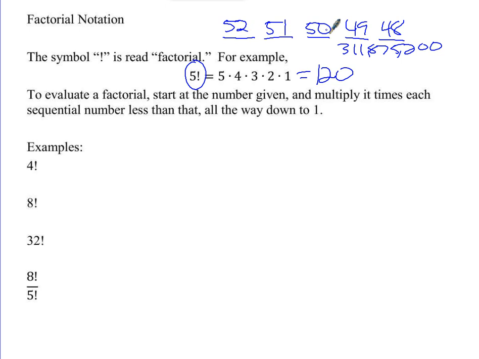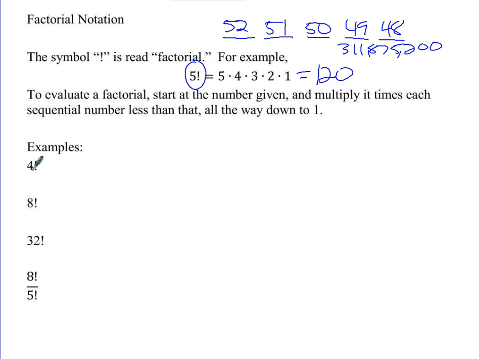Now notice what's happening here. 52, 51, 50, 49, 48. If I kept dealing more cards, we would wind up with 47, 46, 45, and so on. Okay? That's where this factorial notation is starting to come in. 5 factorial was 5 times 4 times 3 times 2 times 1. We get 120. To evaluate a factorial, start at the number that you're given, multiply it times each sequential number less than that, all the way down to 1.